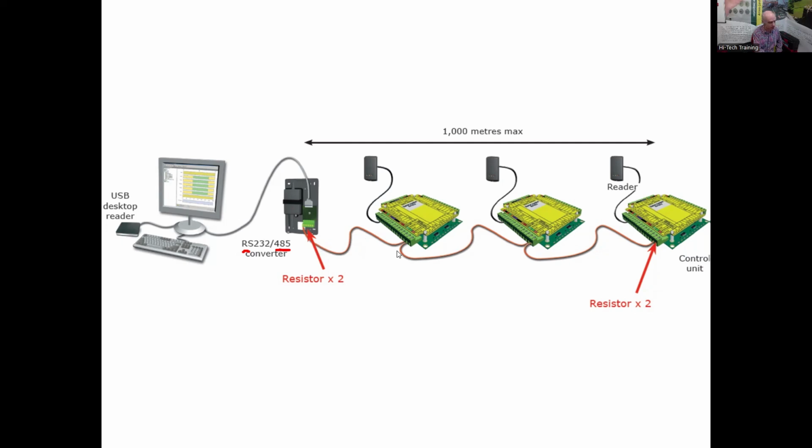You need to put resistors at the very first unit and the very last one as well. We put in two 120 ohm resistors in parallel, which gives us 60 ohms. Two resistors go in on either side.